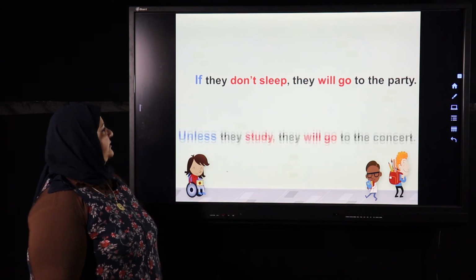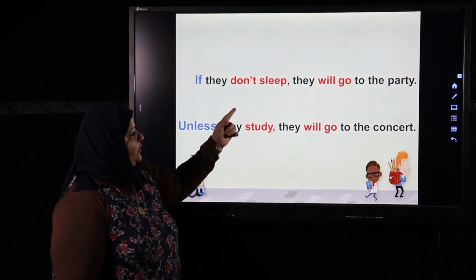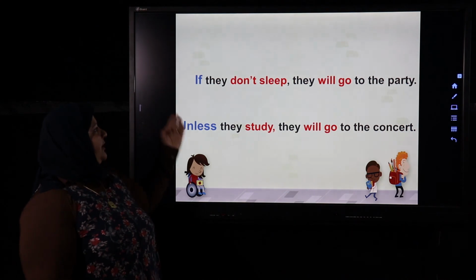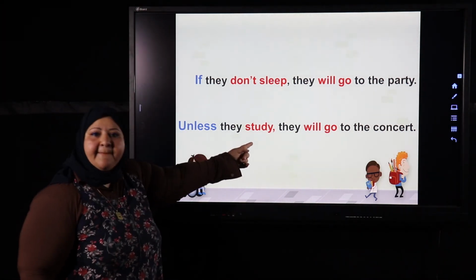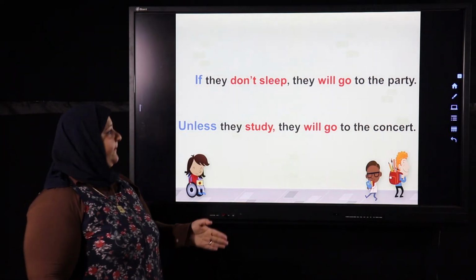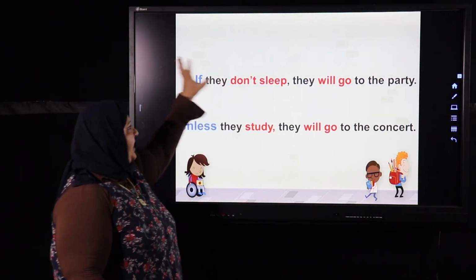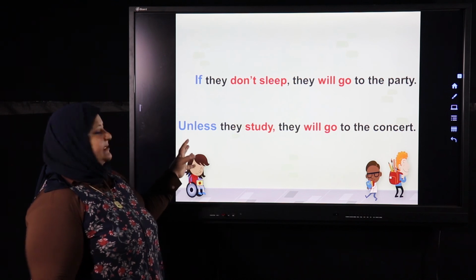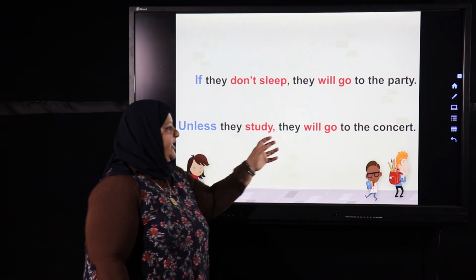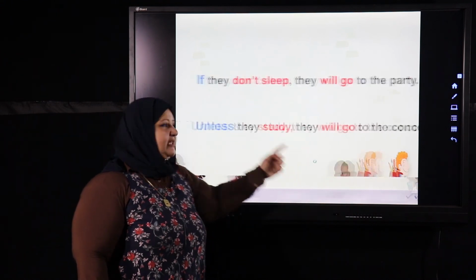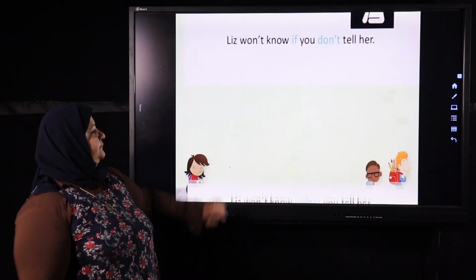Actually here is different. If they don't sleep, they will go to the party. Here, if comes with they, we and you, so we don't add s to them. They will be in the infinitive form. So if they don't, we can remove it and add unless instead of it. So unless they study, comma, they will go to the concert. This will be the result and this will be the if clause that we started with.